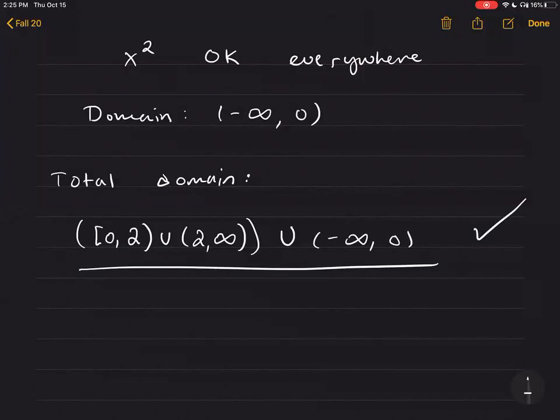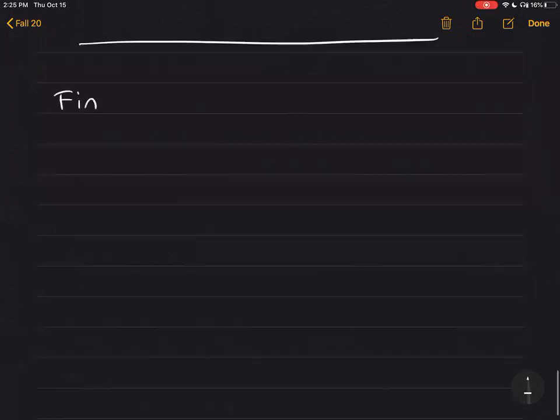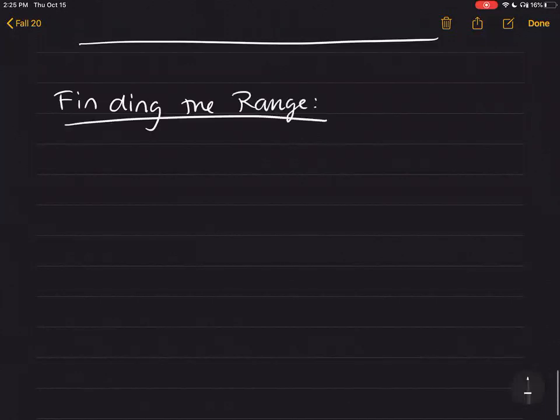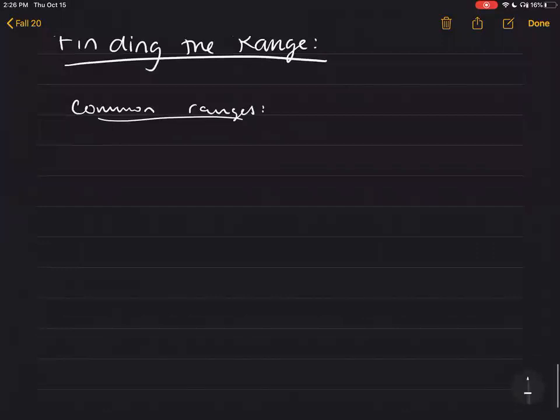Now, the third and final skill in this section that you're going to want to develop is finding the range. And finding the range is a little bit different from finding the domain. In order to find the range, we're first going to look at the ranges of some common functions. Common ranges. And we'll use these as kind of like a jumping off point.